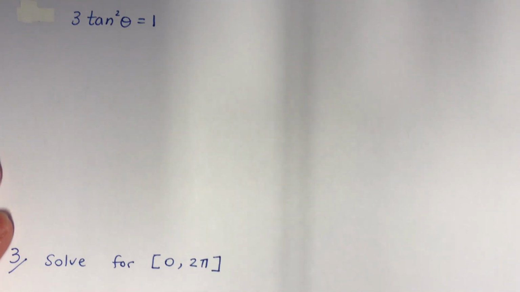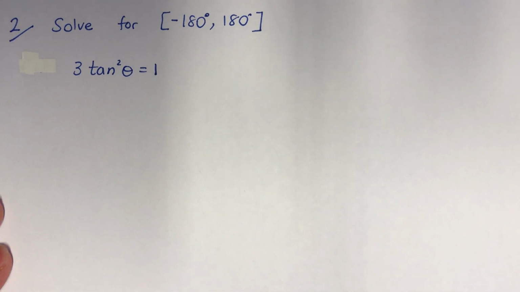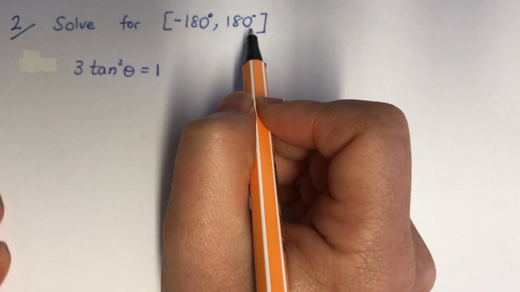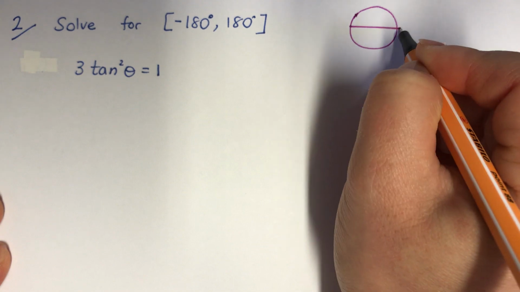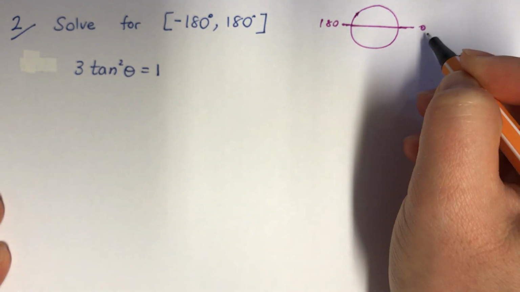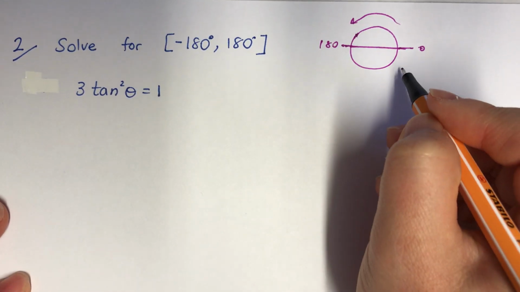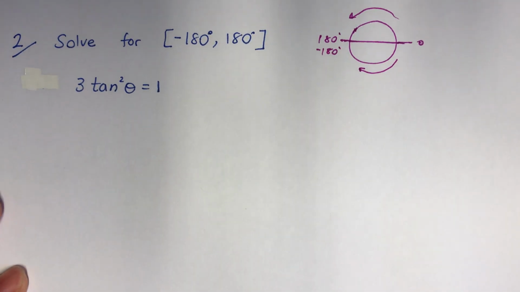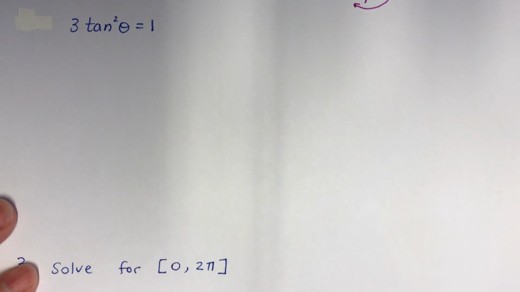Next one, question 2. Solve for this: this time the domain is minus 180 to 180. So when it comes to that, we go 0 to 180 this way, and then this way it will be minus 180. So think carefully about this when we do it. Okay, let's have a look.